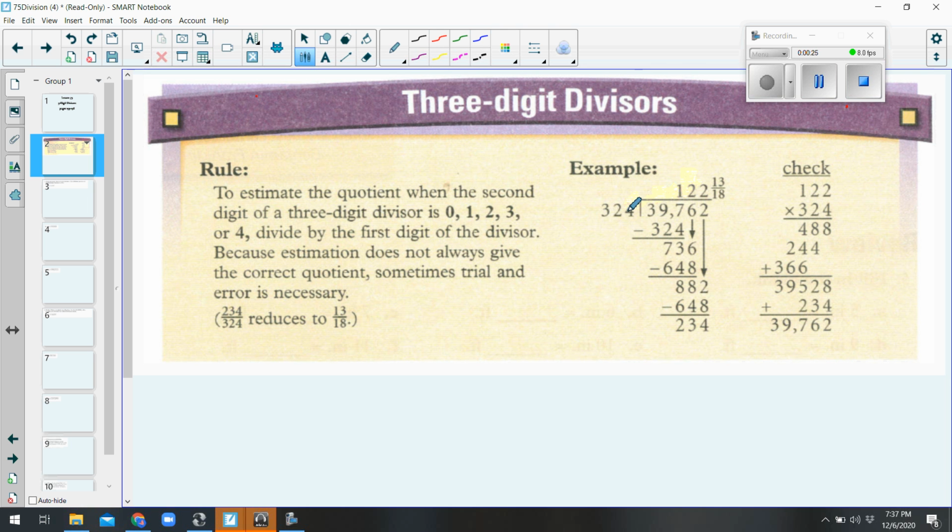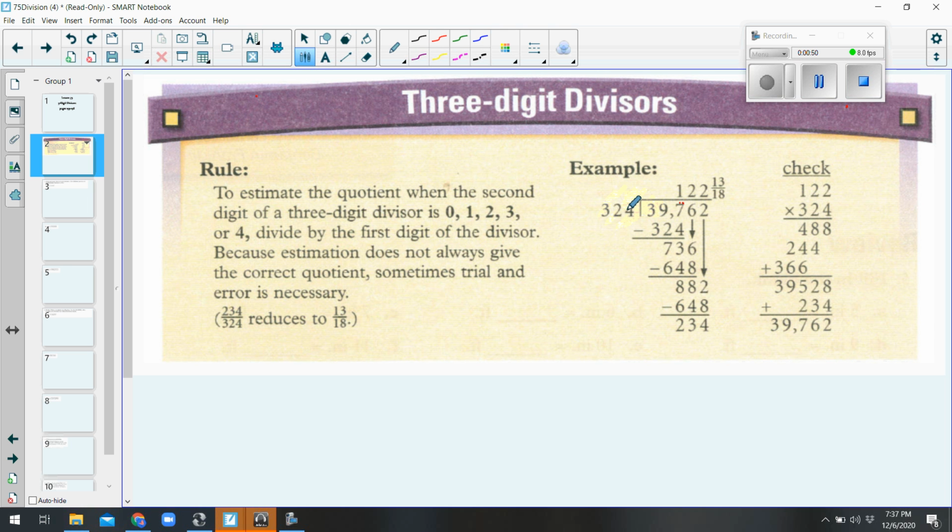So you're going to ask yourself in this particular example, will 324 go into 3? No, it won't. Will 324 go into 39? No, it won't. Will 324 go into 397? Yes, it will. So your first number is going to sit right here on top of the 7. Now, our division problem has a three-digit divisor.